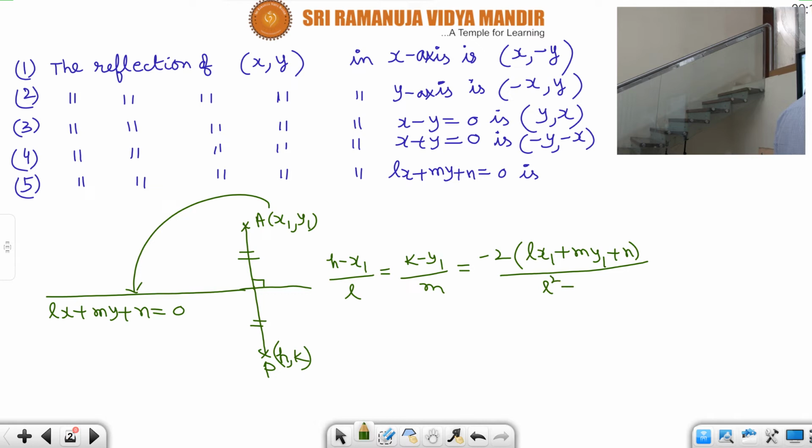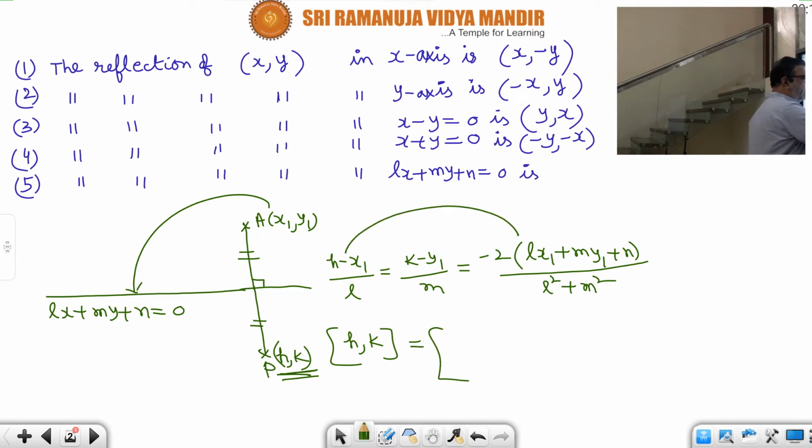See, no root. Generally students make this mistake, they put a root. So root is not there, please remember L square plus M square. So from this, our reflection is h comma k, is it not? What is the value of h? What is the value of k? I want to find out. For finding h, I have to equate these two. First I will take this L to the right side, then I will take minus x1 to the right side. So minus x1 will become plus x1.